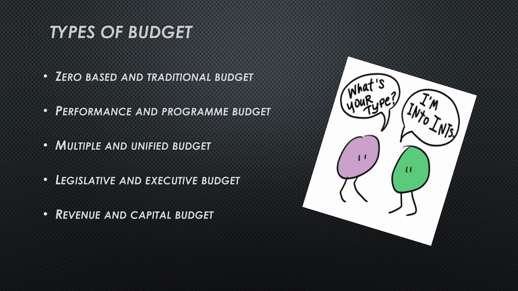Next is revenue and capital budget. Revenue budget talks about the revenue aspect, whereas capital budget is more concerned with the aspect which acquires and disposes of capital assets. Let's talk about the revenue and capital budget in a detailed manner.